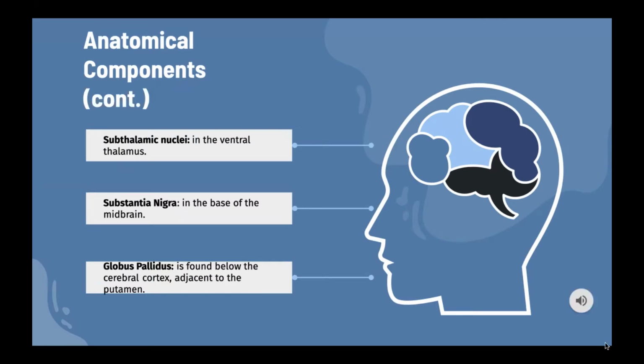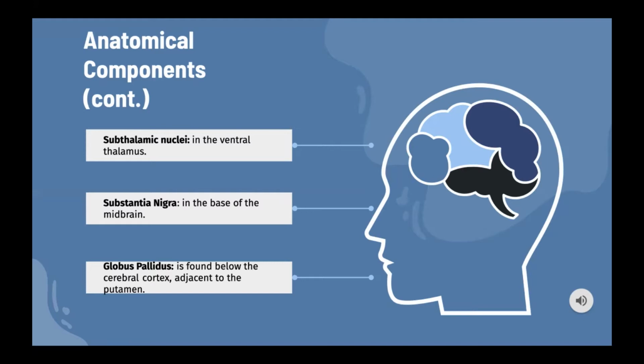Subthalamic nuclei lies in the ventral thalamus. Substantia nigra is in the base of the midbrain. The substantia nigra and subthalamic nuclei are closely associated with the motor functions of the basal ganglia. These two comprise a subcortical loop that links most areas of the cerebral cortex with upper motor neurons in the primary motor and premotor cortices in the brainstem. Their influences on upper motor neurons are required for functional regulation of voluntary movements.